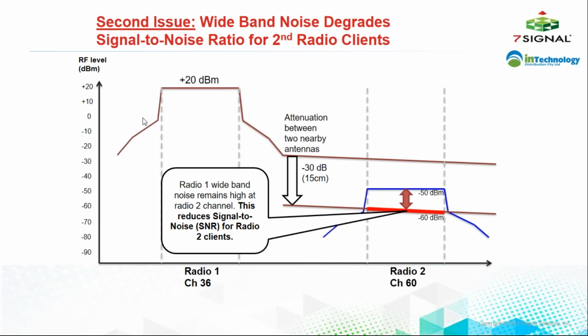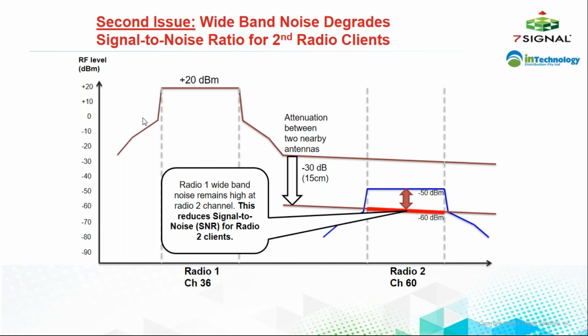So here's another example of what I'm talking about. Same thing: the noise from that first radio is going to reduce the signal to noise ratio for any clients on that second radio by as much as 10 dBm. And again, in the process, you're not making that second radio useful or efficient at all.